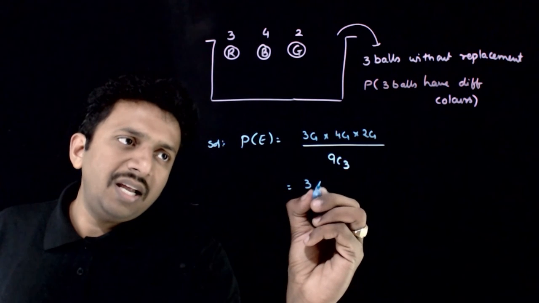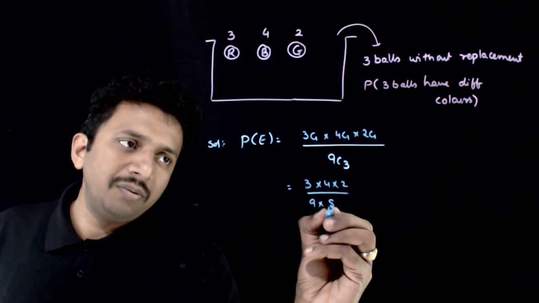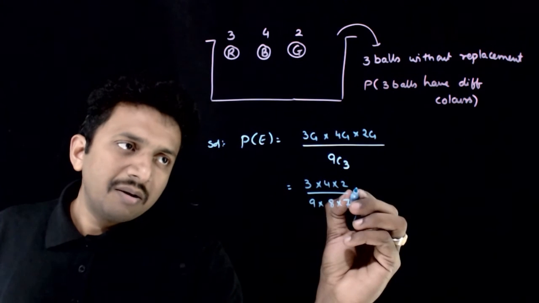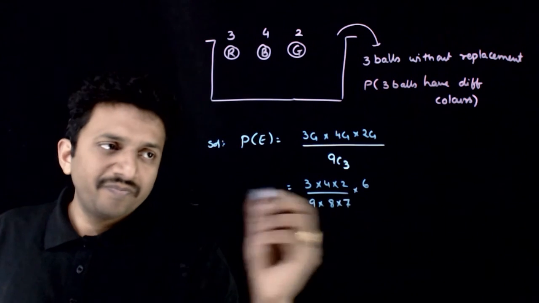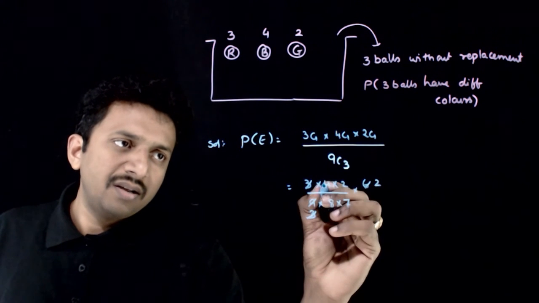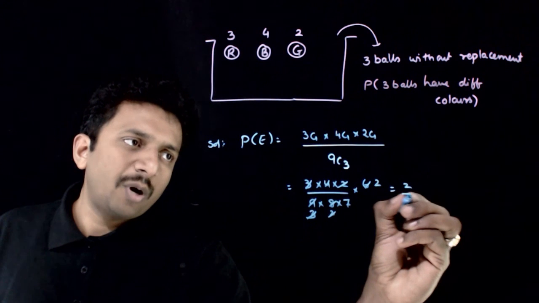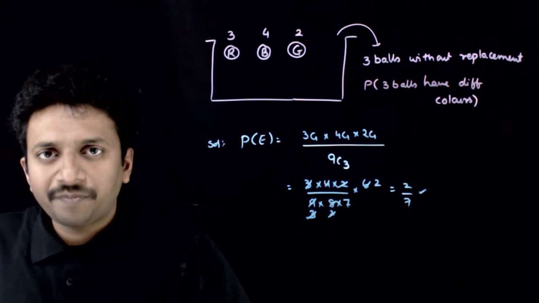That is equal to 3 into 4 into 2 by 9C3, which is 9 into 8 into 7 by 6. So 3 3s are 9, 3 2s are 6, 4 2s are 8. 2 and 2 get cancelled. So the probability is 2 by 7. Thank you.